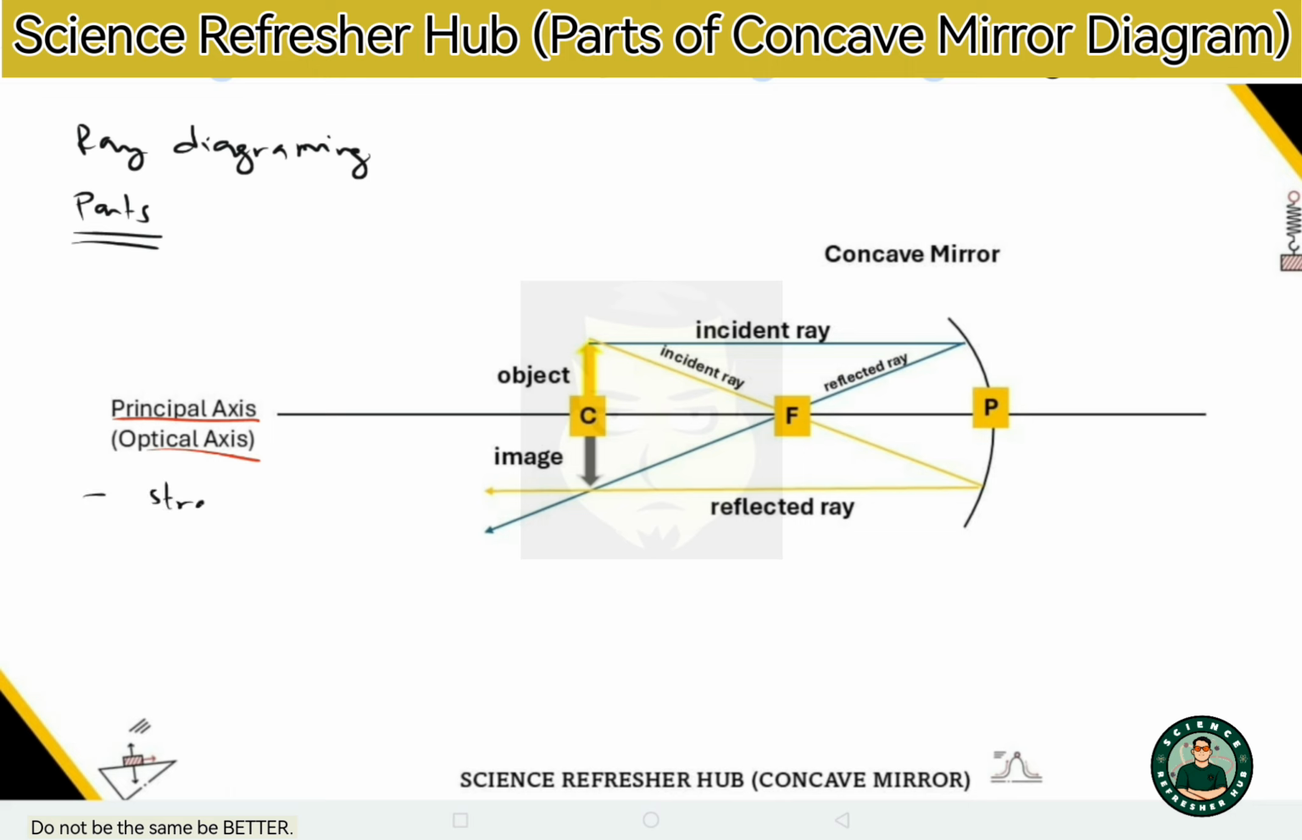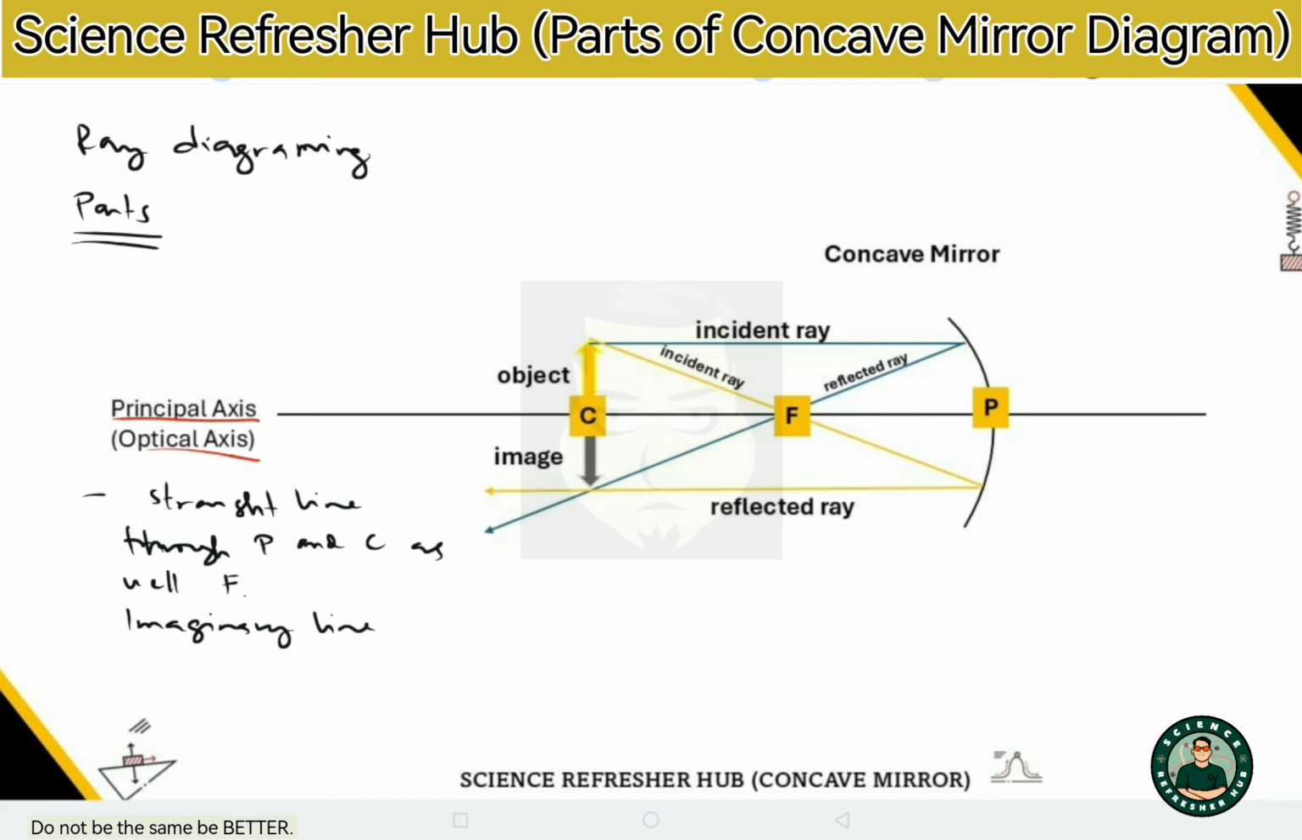It's the straight line through P and C as well as F. It's an imaginary line. Take note. Imaginary line. Okay, it's here. This one. This is the principal axis or the optical axis.